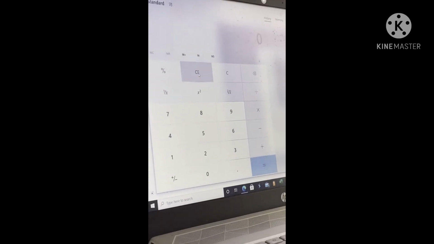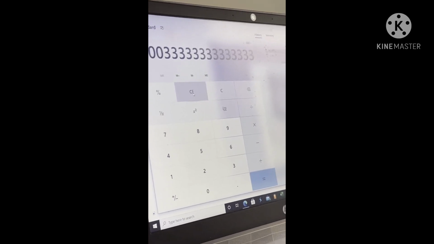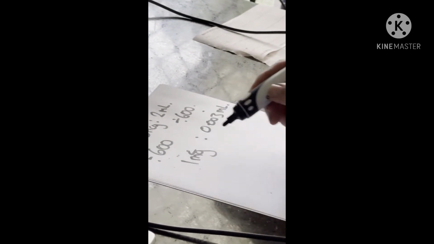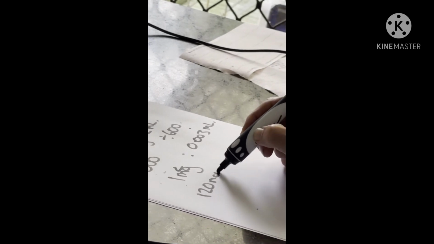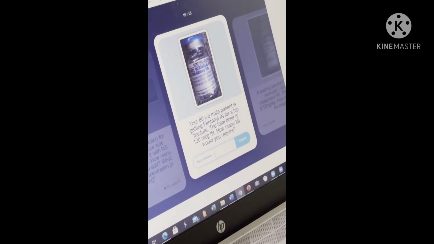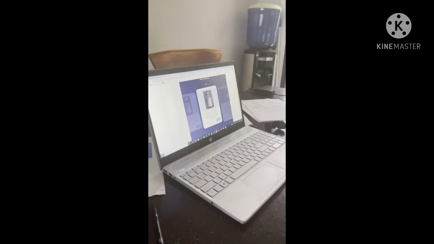Yeah. Okay. So 2 divided by 600 equals 0.003 recurring mil. Okay. So therefore, we need to work out 120. So we multiply this both sides by 120. That should be MCG. So 120 micrograms. Multiply this. The answer is 0.4 mil. So if we go back to the question, make sure I've read it properly. How many mil would you require? We would require 0.4. Phew, got one right again. Awesome.